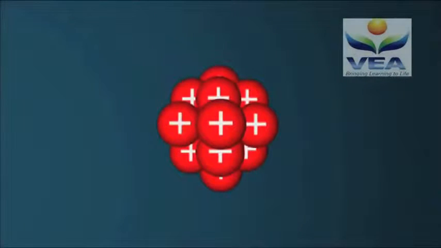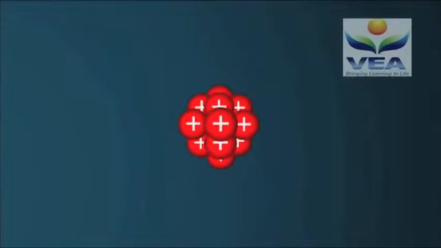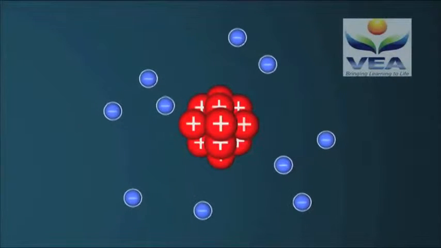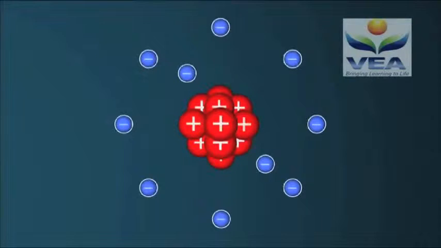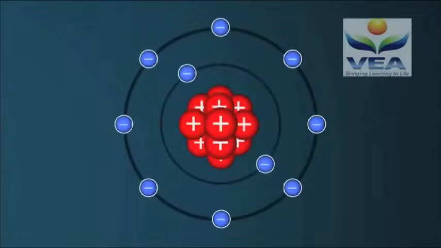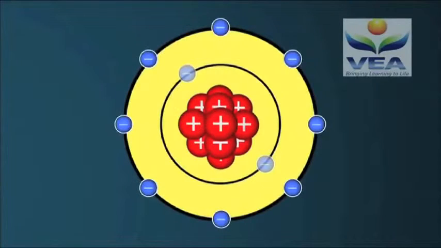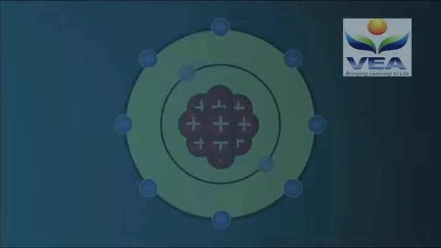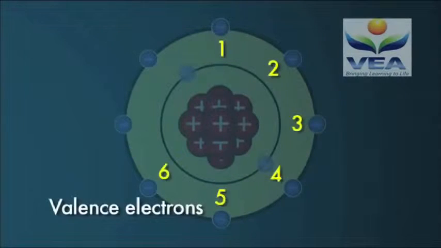At the turn of the 20th century, scientists began to picture the atom as a nucleus of positively charged particles, surrounded by an equal number of negatively charged electrons. The American chemist Gilbert Lewis believed the electrons in the outer shell of an atom are the key to chemical bonding. Lewis's octet rule, first published in 1916, proposed that the atoms of all elements have between 1 and 8 electrons in their outermost or valence shell.